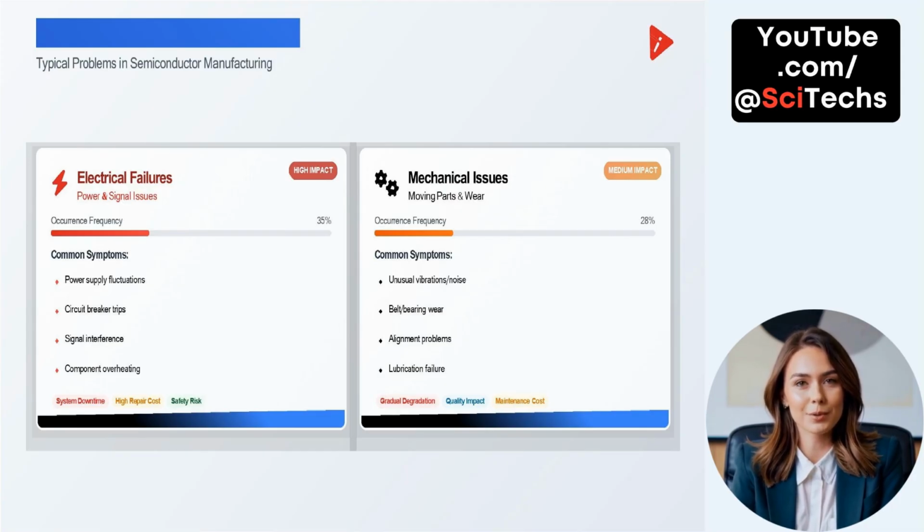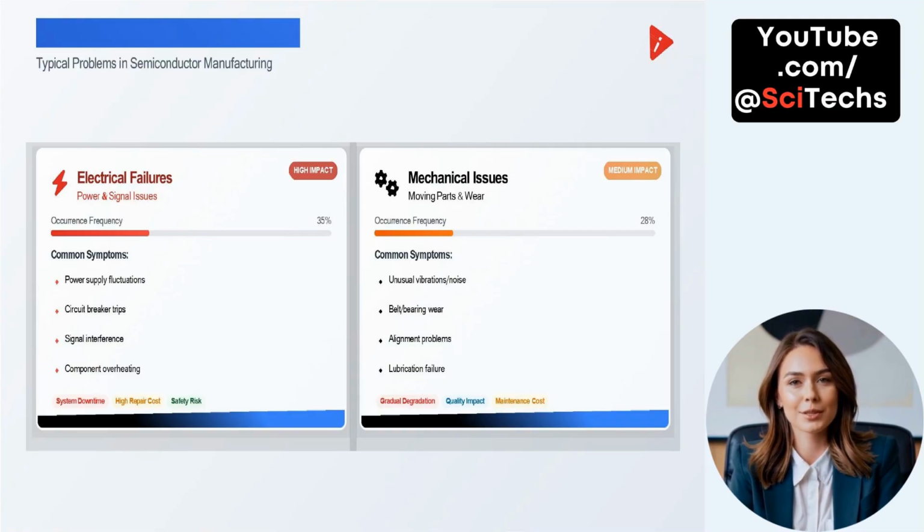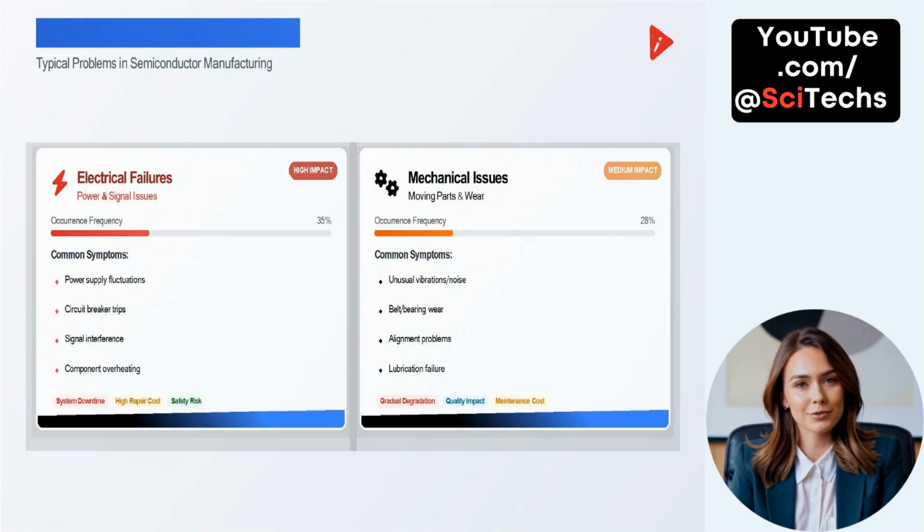These include power supply fluctuations, which can destabilize sensitive systems, circuit breaker trips, indicating overloads or faults, signal interference, which can corrupt data or disrupt communication, and component overheating, which often leads to permanent damage. These issues result in serious consequences such as system downtime, high repair costs, and safety risks due to potential electric shock or fire hazards. The occurrence frequency for electrical failures is around 35%.